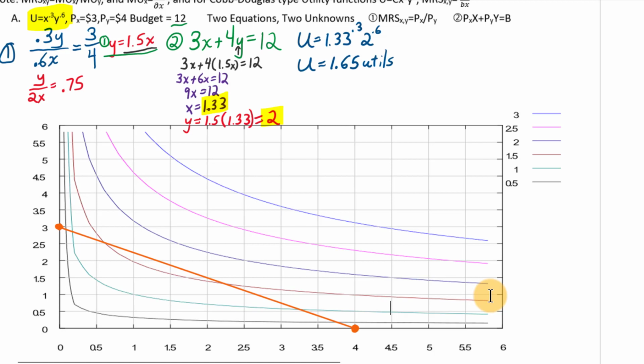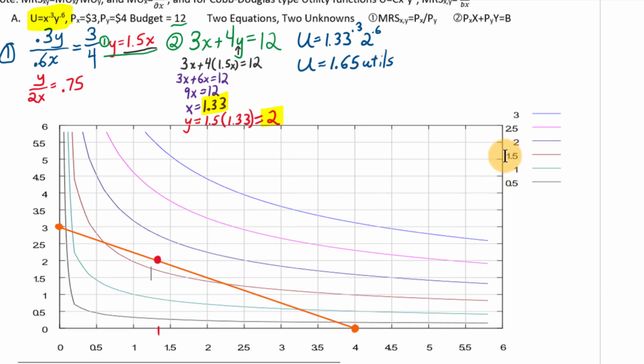And now let's graph our solution. So x is equal to 1.33, somewhere around here. Y is equal to 2. Looks like that's our solution. Now what we're looking for here is to see, number one, is our solution on the budget line? Is it something we can afford? Yes. Number two, does this solution look like it has the amount of utility we solved for? Is it bigger than 1.5 but less than 2?